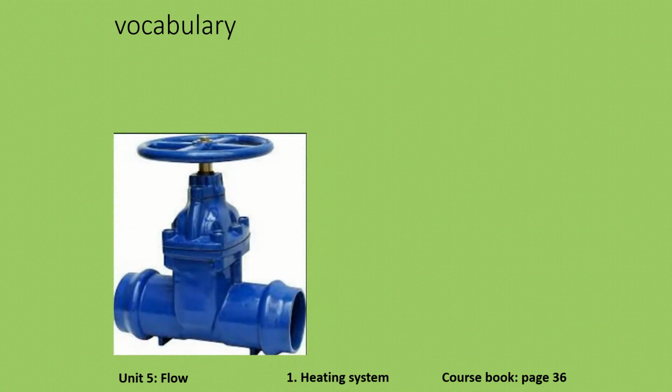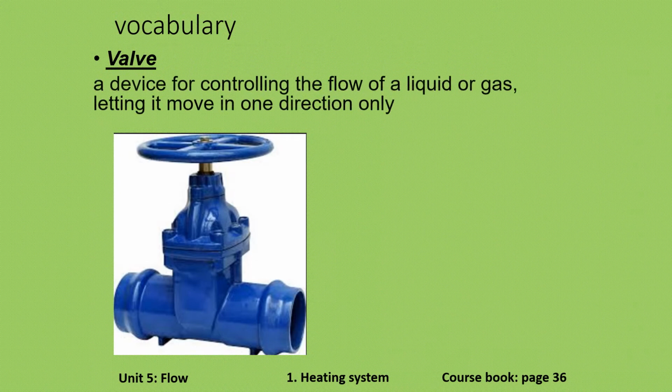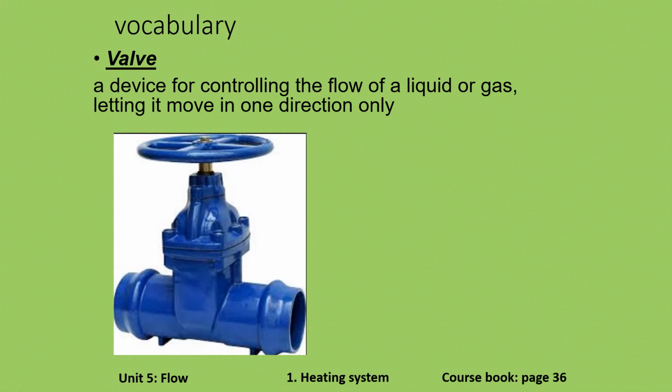Now let's see another word. If you look at the picture here, you can see this wheel. When we turn this wheel, we can control the flow of the liquid, for example, or gas. And this wheel is called valve, or this whole part is called valve. So the valve is a device for controlling the flow of a liquid or gas, letting it move in one direction only. And in Arabic, it's called simam.